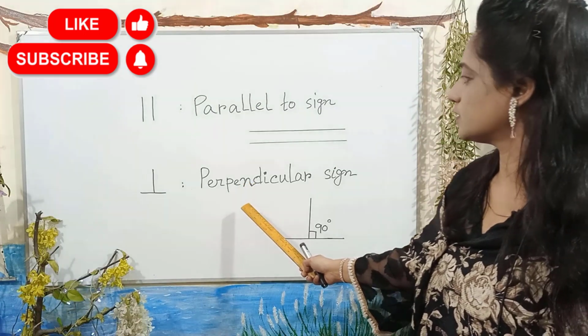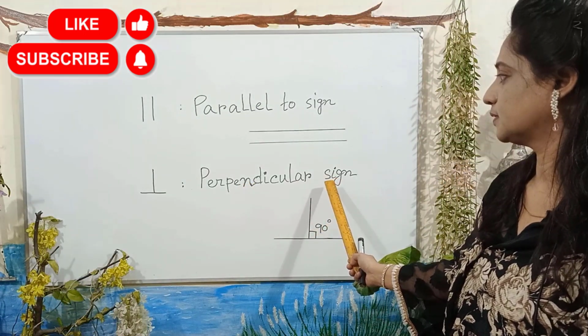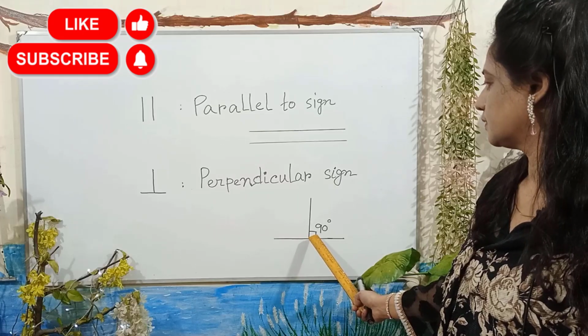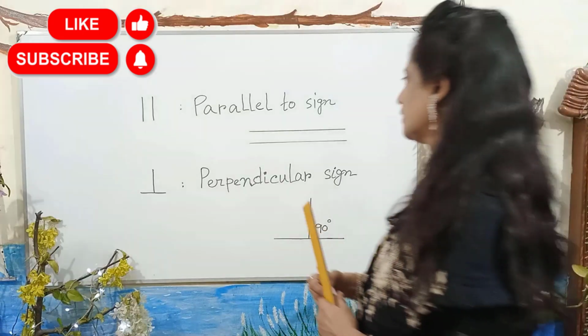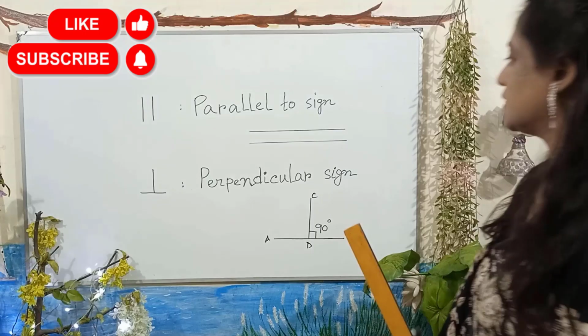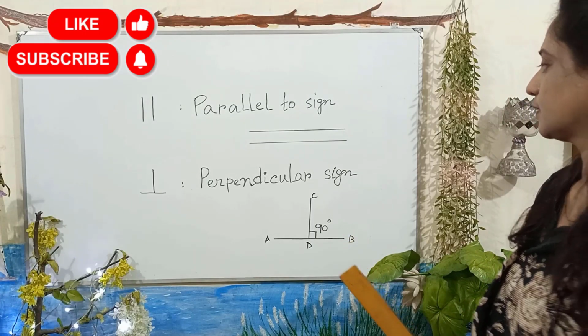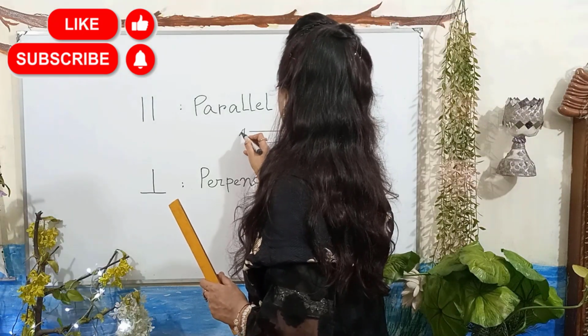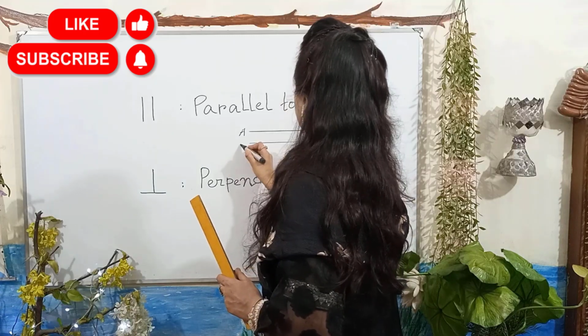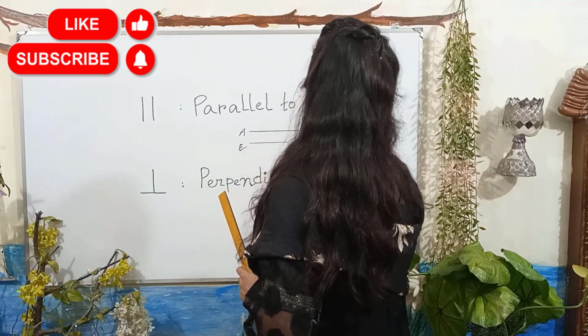And the second one is perpendicular sign. That is 90 degree. We can say AB line and CD line is perpendicular. Here AB line and EF line is parallel.